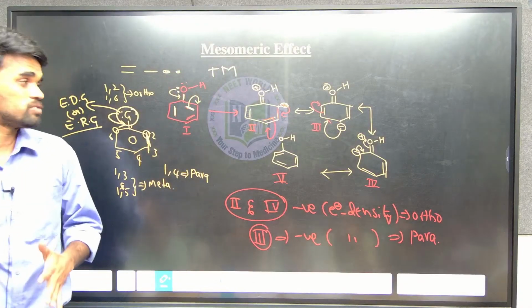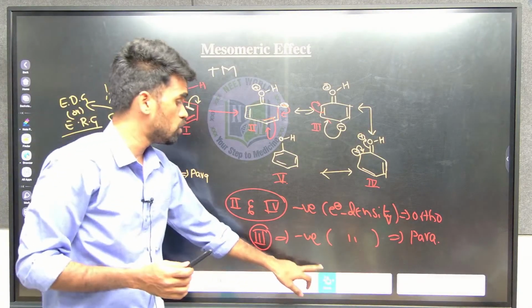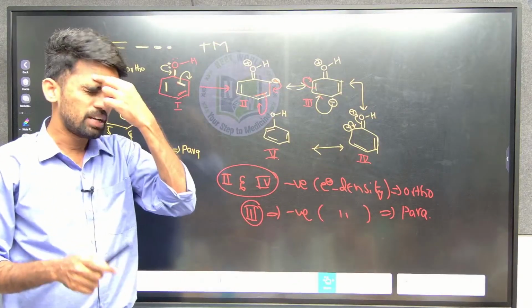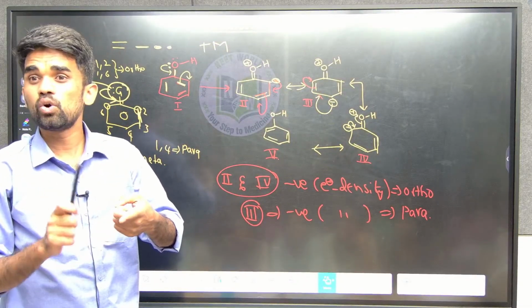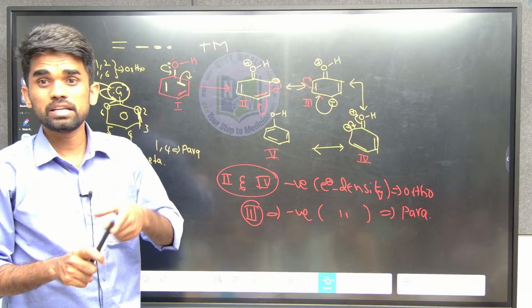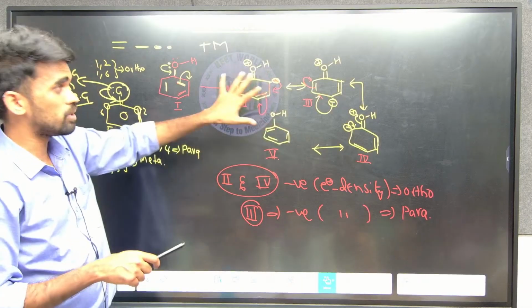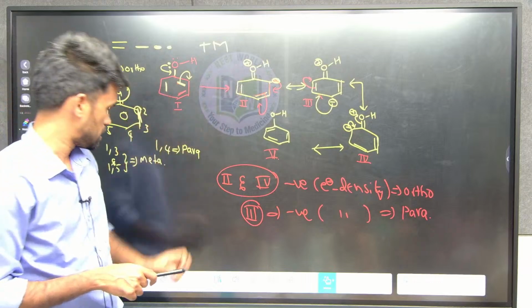Sir, what is the use of studying this plus M effect now? See, you have done the Reimer-Tiemann reaction, next Kolbe's reaction. The products formed there come from these structures only. I will tell you how it is.